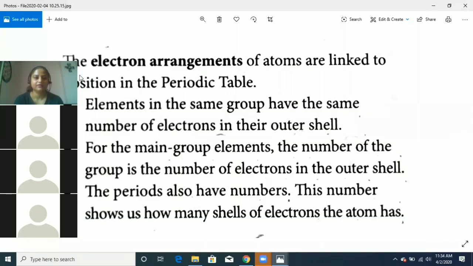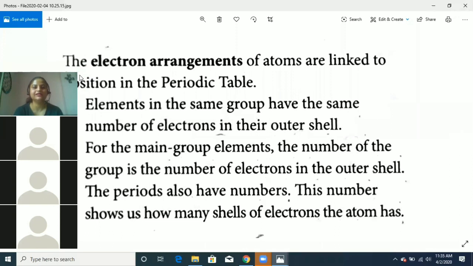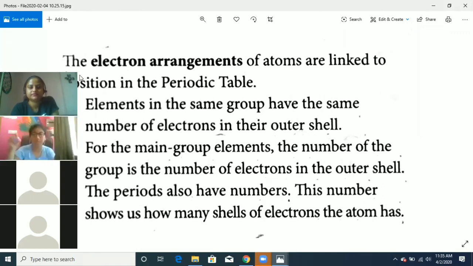Now you have learned the electronic arrangement. Okay. Himanshi, do you know what is electronic arrangement? Yes, ma'am. Electronic arrangement is the electronic configuration of an element. What do you mean by electronic configuration? Number of electrons in the element.